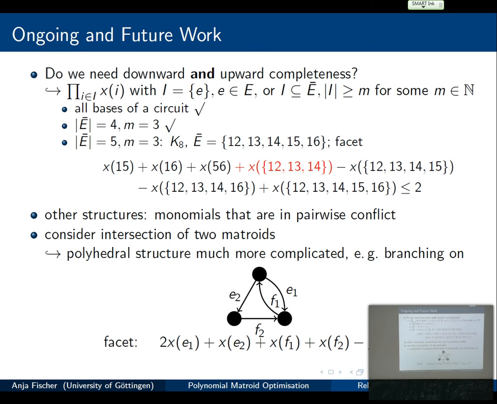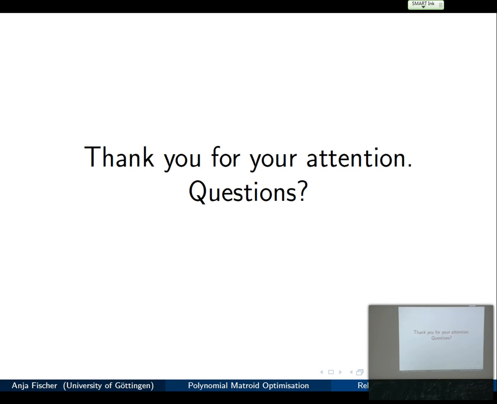We also checked the bipartite matching. There we do not have coefficients 2, but also such negative stuff. And we're not able to prove that we really have a complete description. And of course, what we could do is test our hierarchy algorithmically. So that's it. Thank you for your attention.